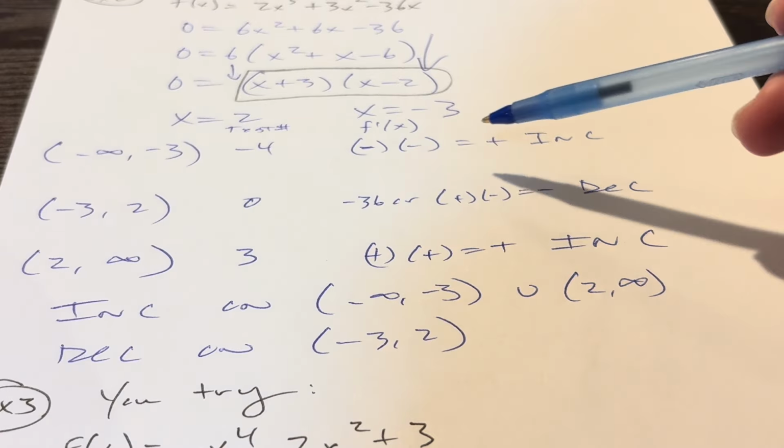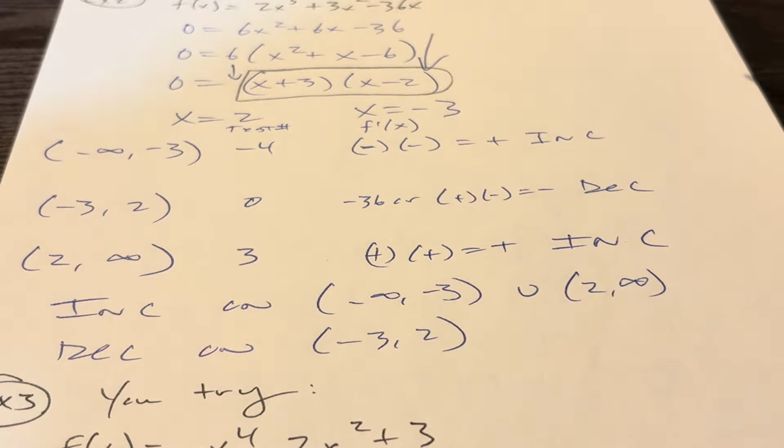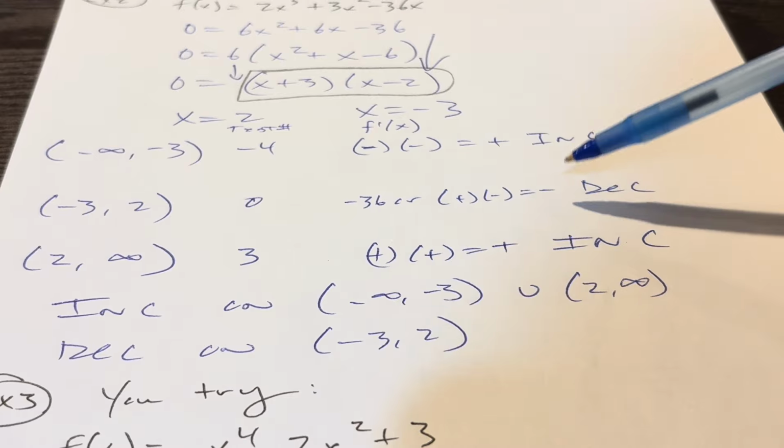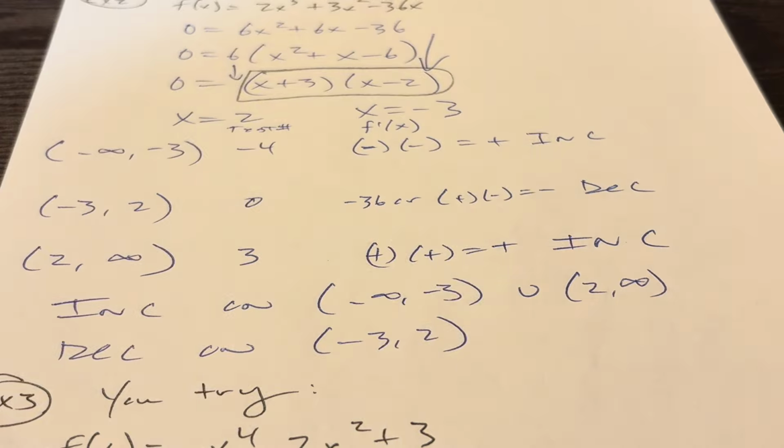That's why this kind of table is so helpful. If the derivative is positive on that interval, it's increasing. If the derivative is negative, it's decreasing.